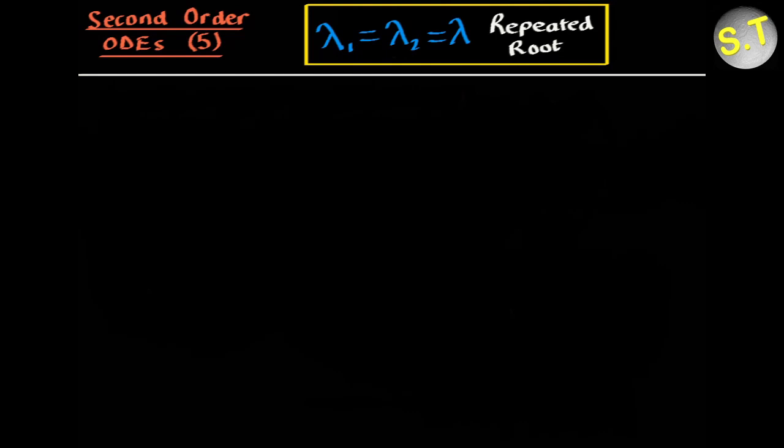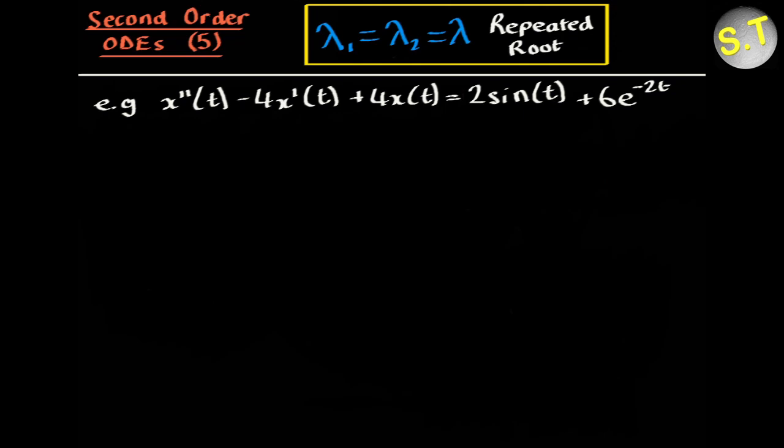Okay, so over the course of the last few videos, we've been looking at the case where lambda 1 is not equal to lambda 2. However, in these videos we're going to start to look at where lambda 1 is equal to lambda 2 and we have a repeated root. So let's take a look at a quick example.